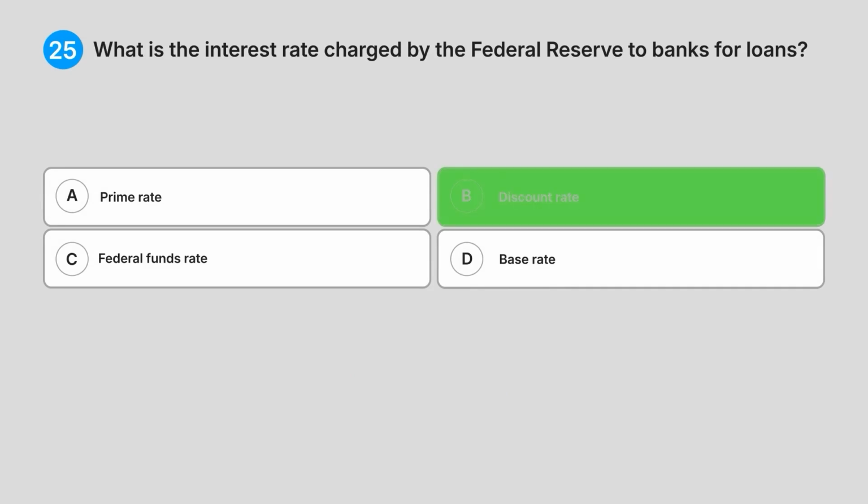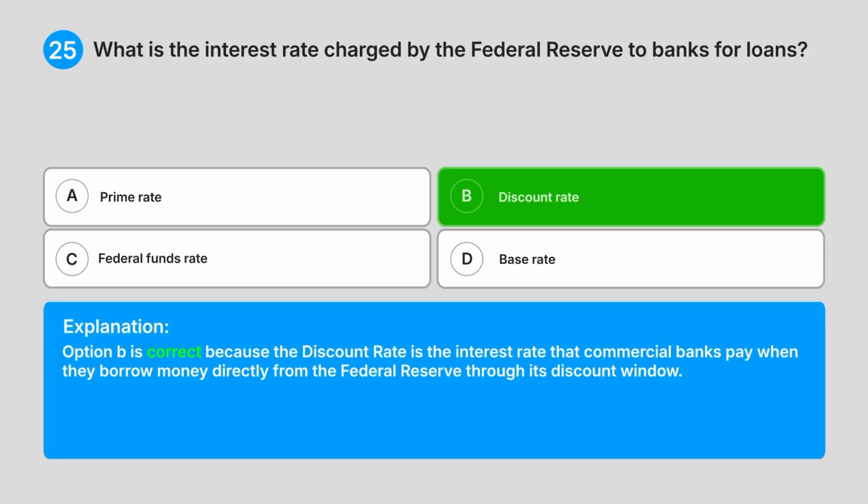Correct answer, B. Discount rate. Explanation: option B is correct because the discount rate is the interest rate that commercial banks pay when they borrow money directly from the Federal Reserve through its discount window.